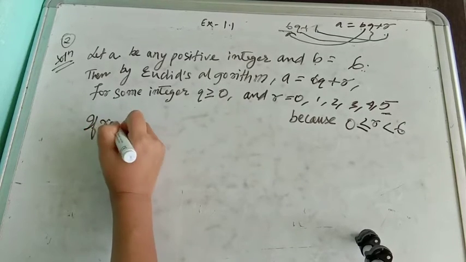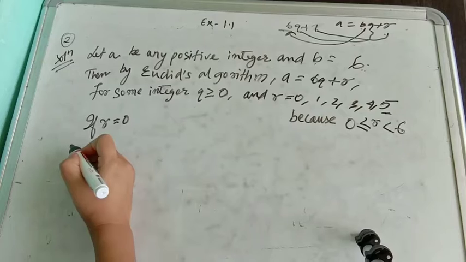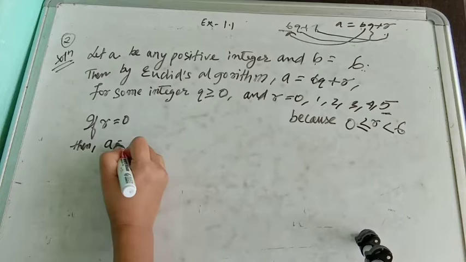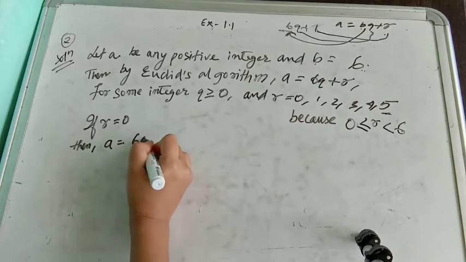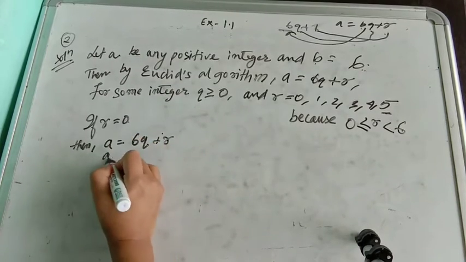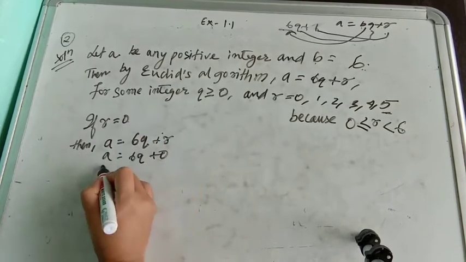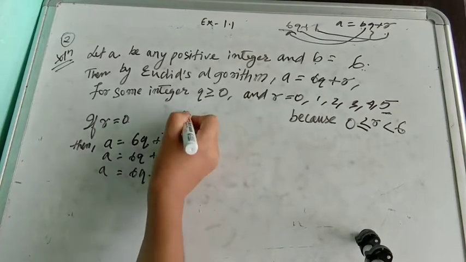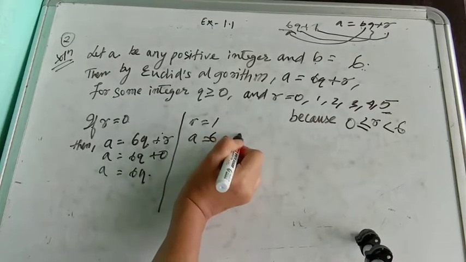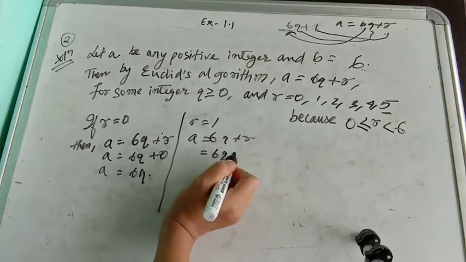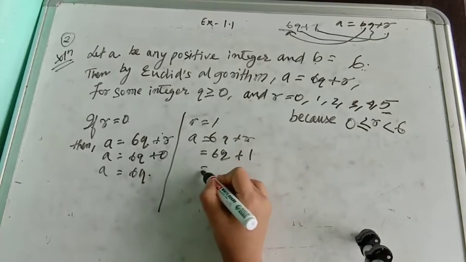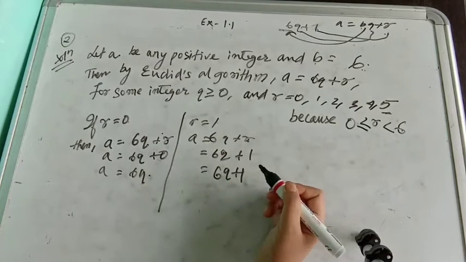Next we will write, if R equals 0, we will put the value of R as 0. Then A equals 6Q plus R, and A equals 6Q plus 0. So A equals 6Q. Next we put R equals 1. A is equal to 6Q plus R. So 6Q plus the value of R here is 1. So 6Q plus 1. So your ultimate answer is 6Q plus 1.